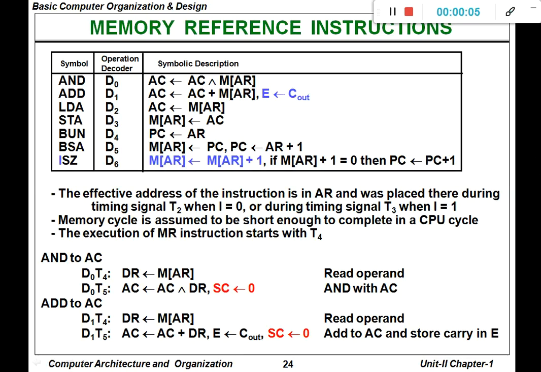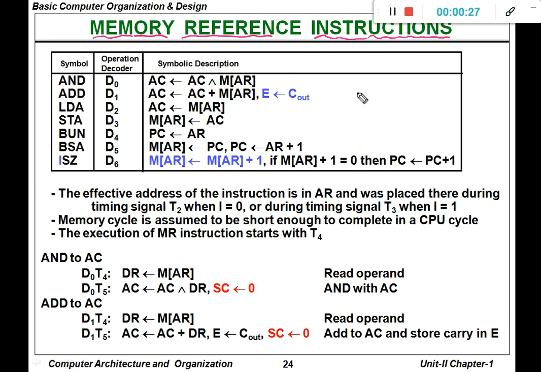So let us move on to the next topic. The next topic is memory reference instructions. Already we know that there are three different categories of instructions. Number one, memory reference instructions. Number two, register reference instructions. And number three, input output instructions.